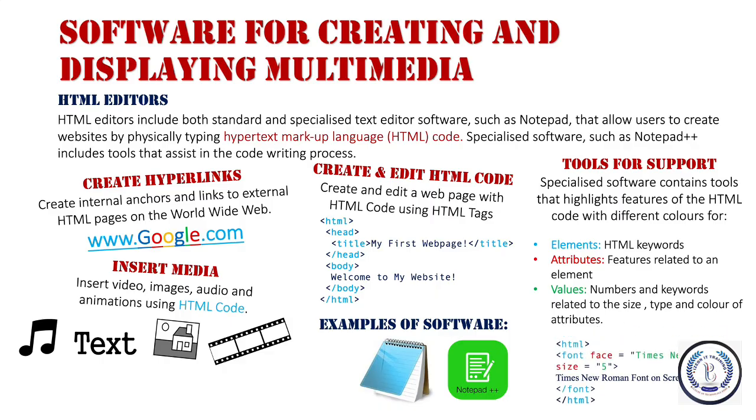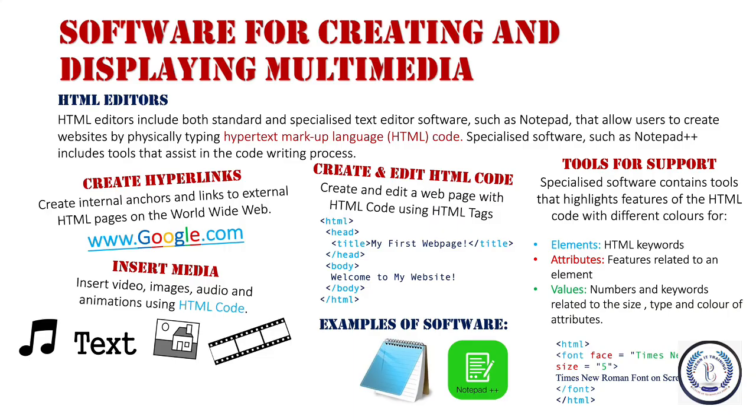On the more technical side, and this would also be more of a feature of specialized software, it contains tools that highlight features of HTML code with different colors. This could distinguish between elements, attributes, and relationships. Elements are the actual codes themselves, and if you look at the little code down the bottom, you can see that's my HTML tags, the specific keywords.